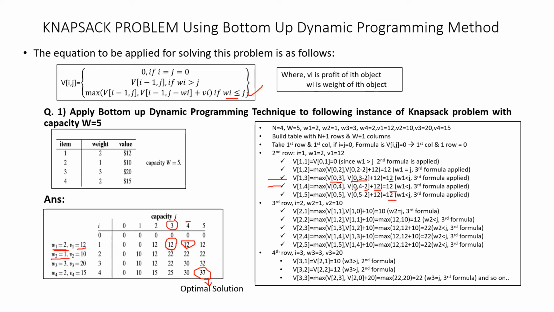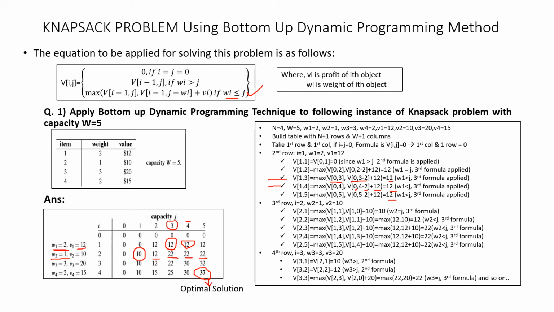So for this row, if I will quickly tell you, now compare, this W2 is 1, right? The second weight is 1 and J is 1. So 1 is equal to 1. So for this entry, which formula will apply? 1 is equal to 1, will apply the third formula. Again for this entry, you compare weight with J. 1 is less than 2. Which formula? Third formula. Again for this entry, which formula? 1 is less than 3. Again third formula. For this one, 1 is less than 4. Again third formula. This one, 1 is less than 5.